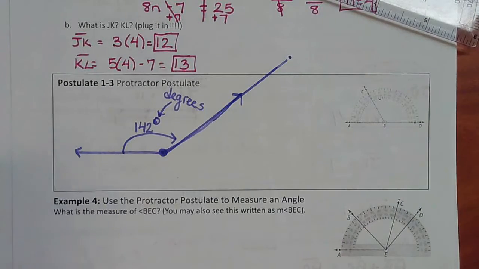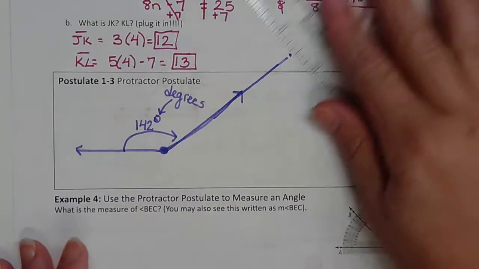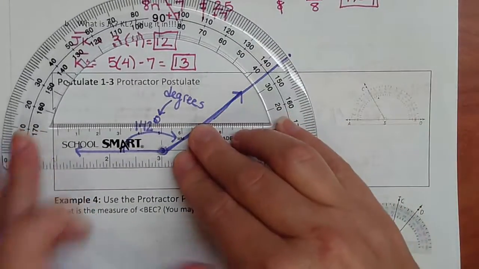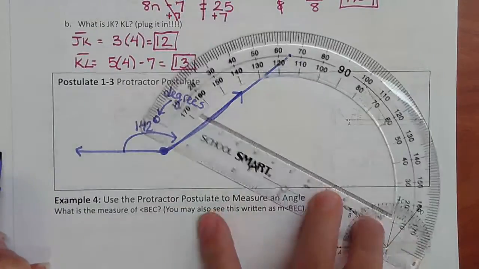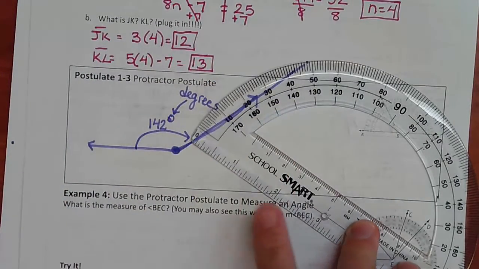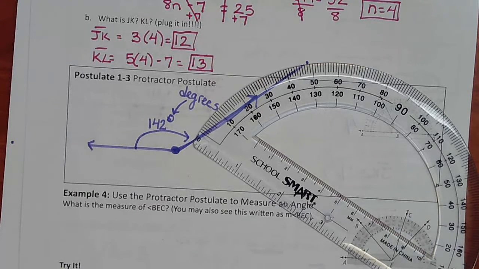So you always measure these angles from ray to ray. This is if the bottom portion is pointing at 0. So this bottom one right here hits at 0 and goes to 142. Not all of them will have their first ray at 0. Some of them will have them in different spots, and you'll just have to do the quick subtraction to figure it out. And that's what's going to happen here in example 4.